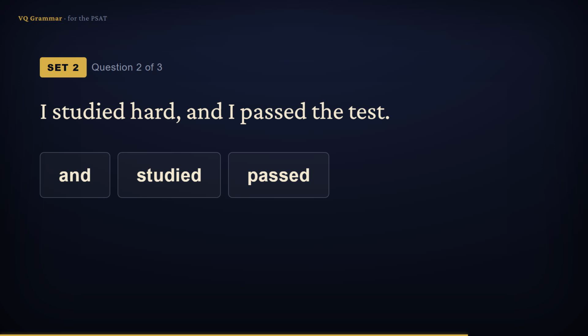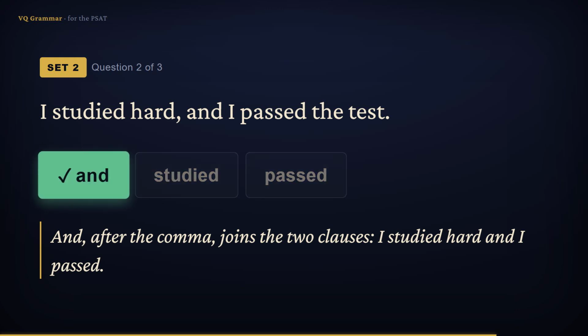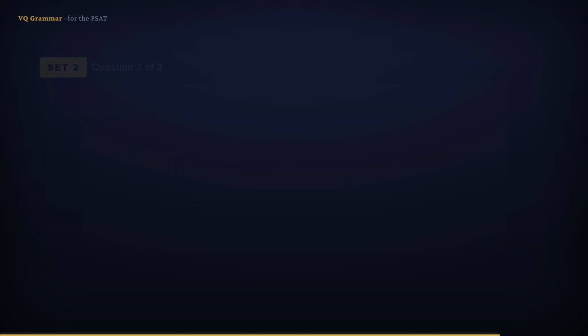I studied hard, and I passed the test. Two complete thoughts. The word that joins them, right after the comma, is and. Studied and passed are just the verbs inside each thought, so the answer is and.